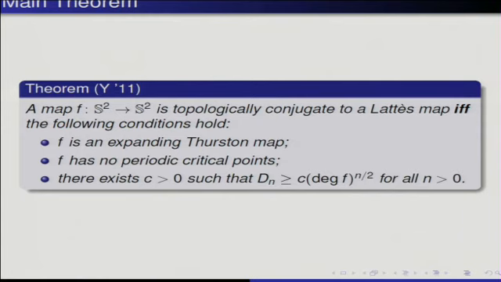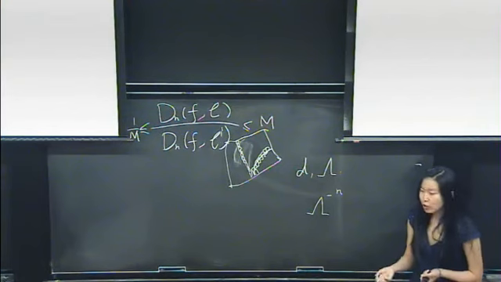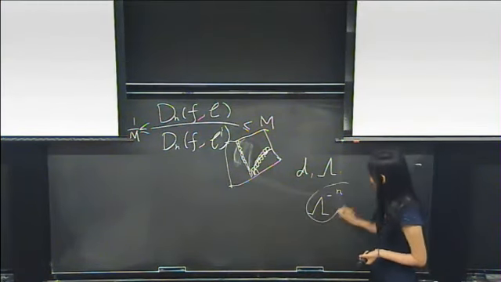Okay, so I'm going to give a sketch of the proof of this theorem. The hardest part of the proof is to show there exists a visual metric on S2 with expansion factor square root of degree f. A visual metric induced by a Thurston map was introduced by Mario Bonk and Daniel Meyer. It has a geometric characterization: for a visual metric d with expansion factor lambda, any n-tile has roughly the size of lambda to the negative n, and for any two non-disjoint n-tiles, the distance has to be at least roughly lambda to the negative n.